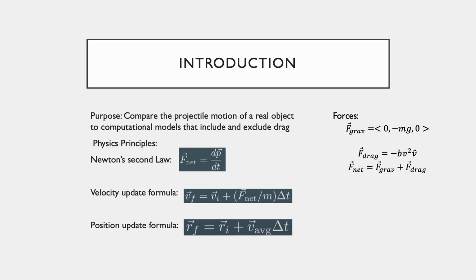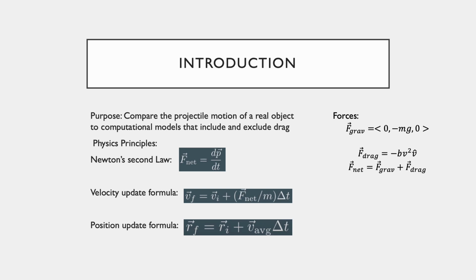The purpose of this experiment was to compare the projectile motion of a real object to a computational model that includes drag and one that excludes drag. The main physics principles at play are Newton's second law, the velocity update formula, and the position update formula, which we use to track our object in the models and to understand where they are.